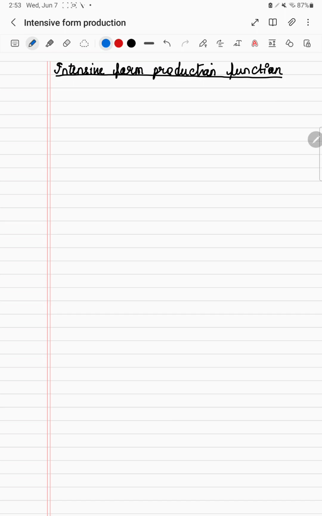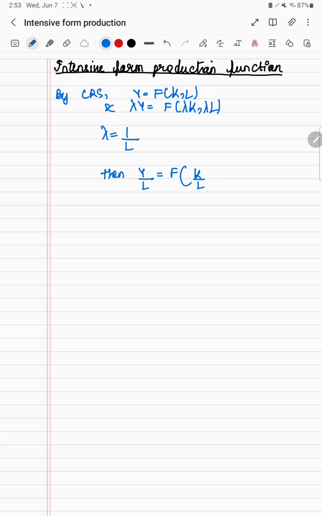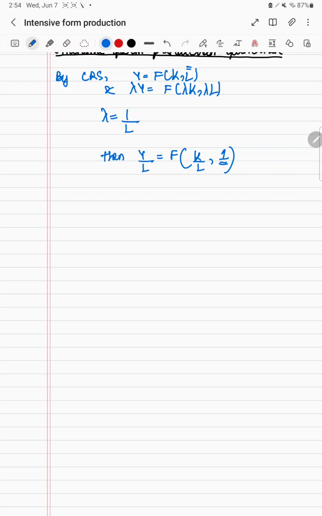So what is the intensive form production function? It's very simple, right? You assume CRS. So by CRS, y is this and lambda y is f of lambda k, lambda l. If you take lambda to be 1 by l, then y by l is f of k by l comma 1. Now y by l is output per capita, k by l is capital per capita, or capital per worker, which is a less awkward term and is generally used. Notice on the right hand side, in place of labor in the original function, you have 1. And so you only care about k by l on the right hand side.